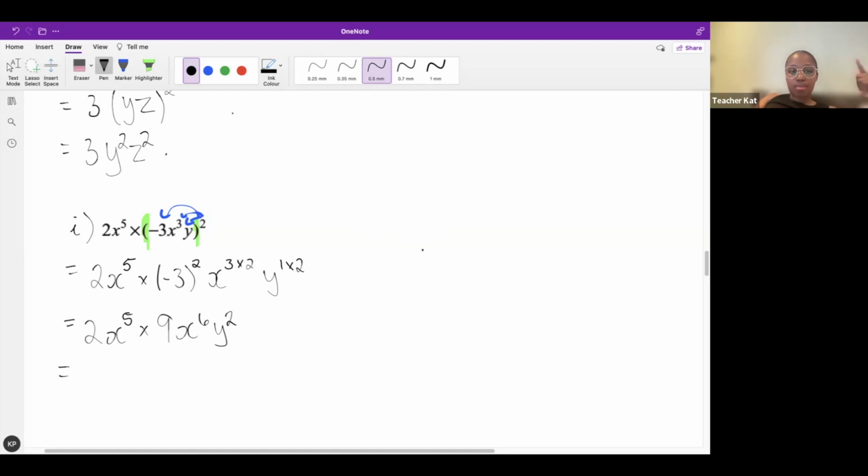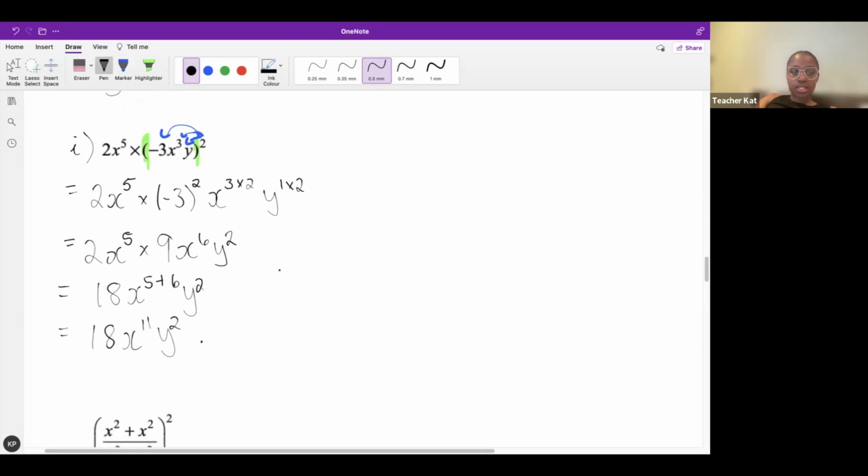All right. Now we have numbers and variables. We go back to our symbols, numbers, variables. Both are positive, so I will have a positive answer. What is 2 times 9? 18. And if we are multiplying, what do we do with my exponents? We add them. So it'll be x to the power of 5 plus 6 and y squared. So then my final answer, thank you, Roa, is 18 x to the power of 11, y squared.